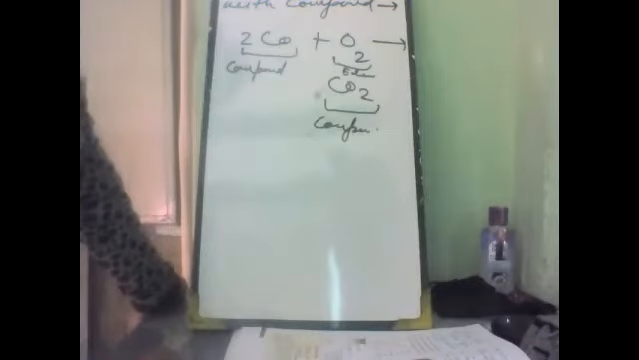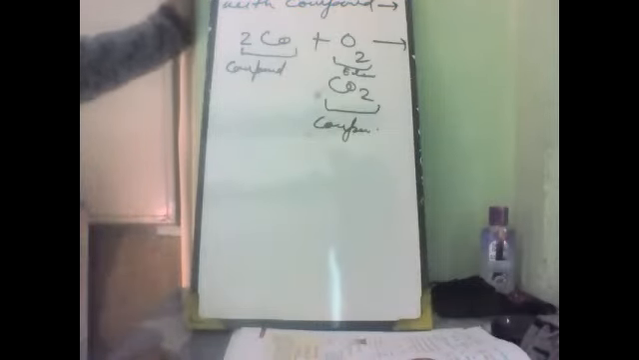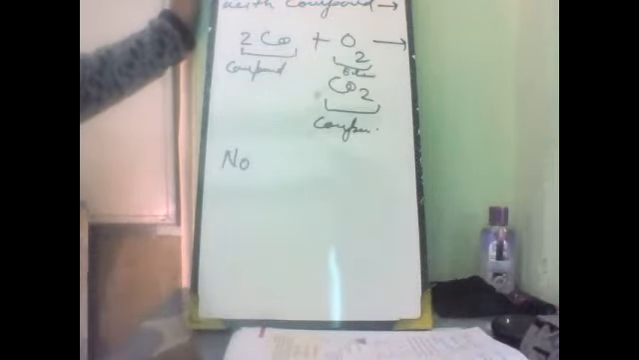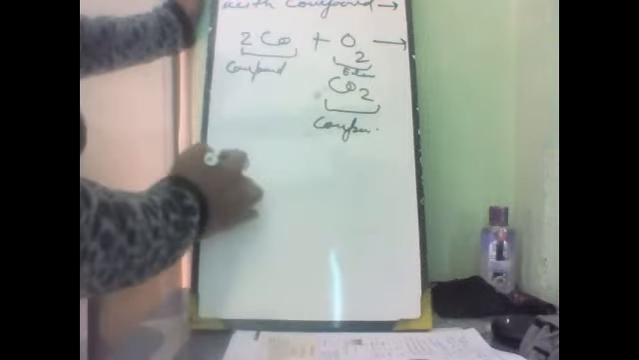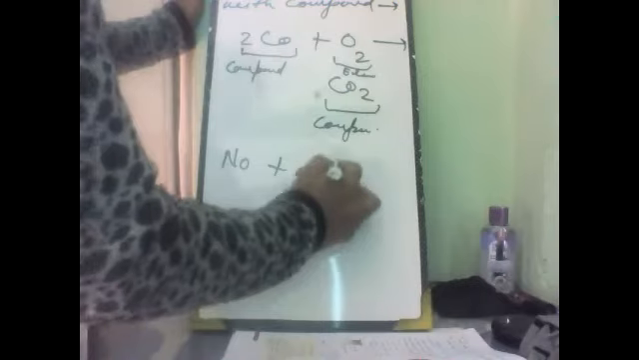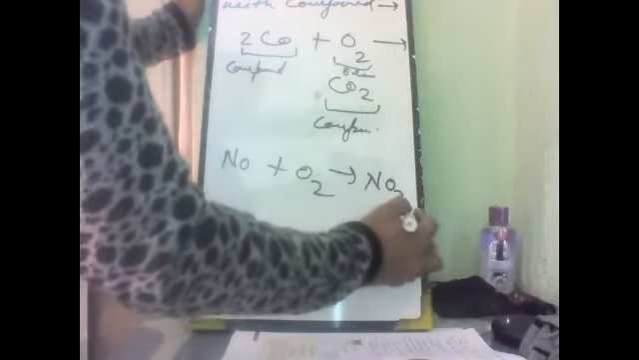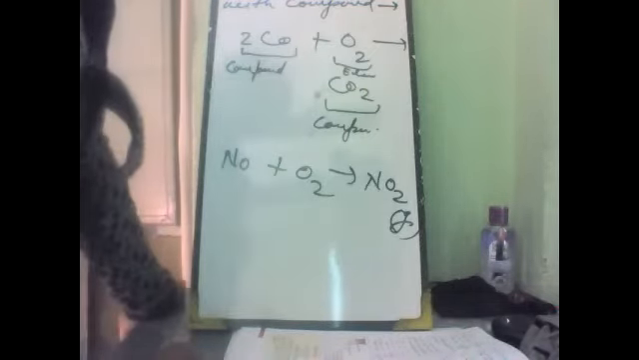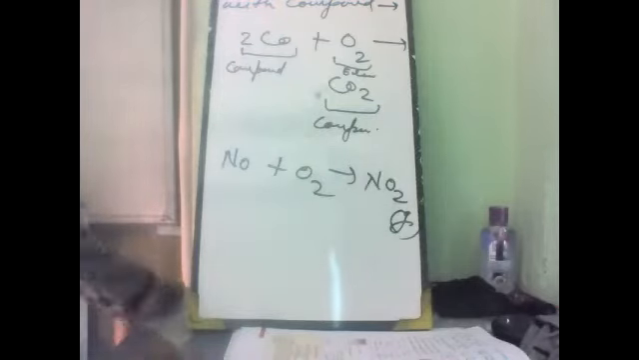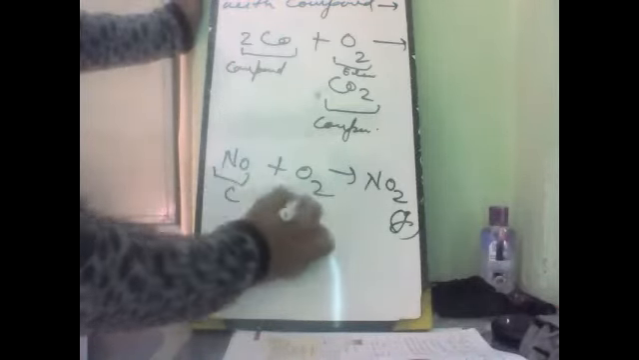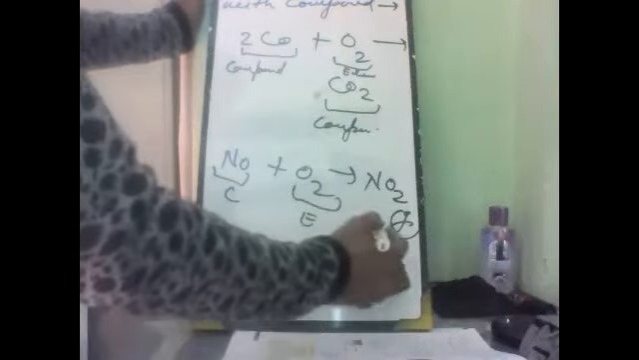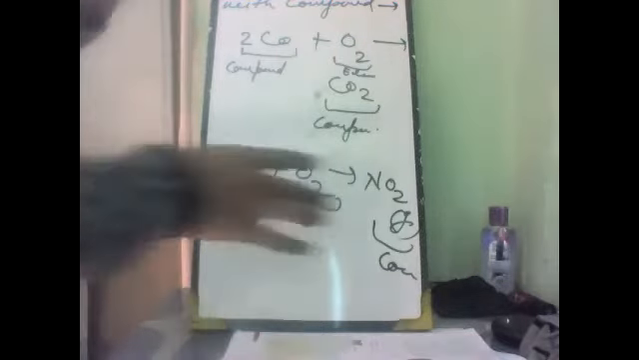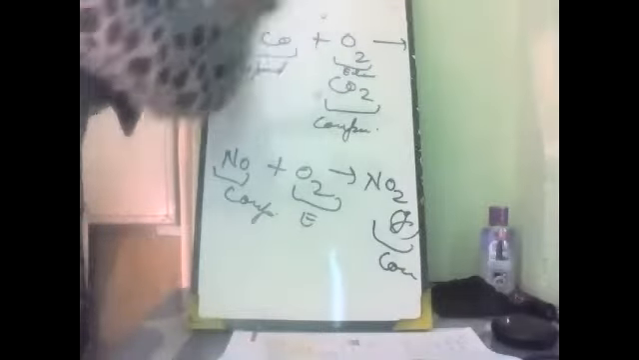Carbon monoxide burns in oxygen to form carbon dioxide. Same here, nitric oxide, nitrogen monoxide reacts with oxygen to form NO2. It is also in gaseous state. It is the reddish brown fumes of nitrogen dioxide. Here one is a compound and one is an element, and the product is also a compound. Another condition is when oxygen reacts with sulfur dioxide.